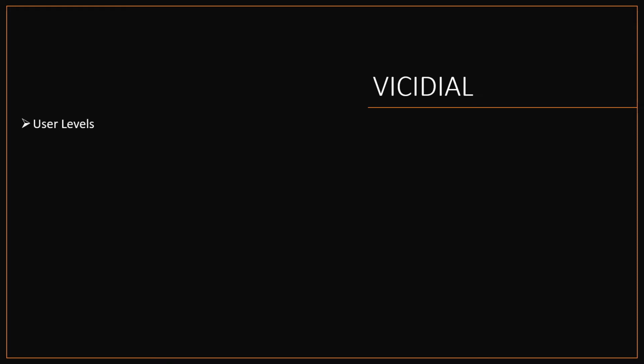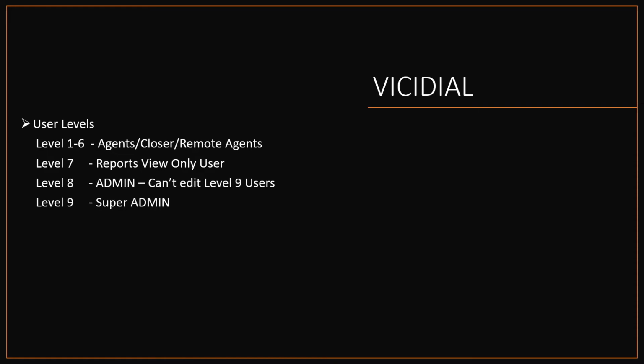Next, Vicidial user levels. Assign user levels according to their role in accessing the Vicidial. Level 1 to 6 are mostly used for agents, closers and remote agents. That is, they can't log in to the admin portal. Level 7 is used for admin users who have access only to the report section. Level 8 and 9 are used as admin users.